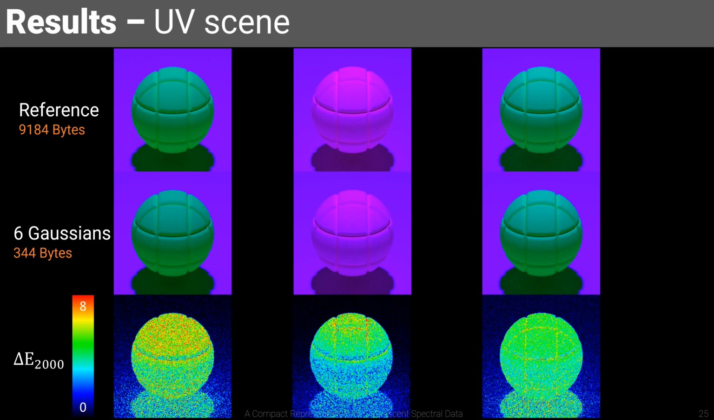Now, even with a very challenging scene, we get convincing results. Indeed, here each scene is lit by near UV light. This means most of the contribution comes from the fluorescent effect, which is fully approximated by the Gaussian mixture in our method. Even with such a challenging case, we barely see the difference.